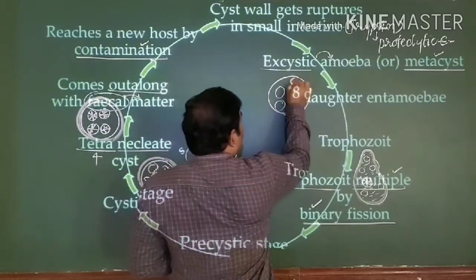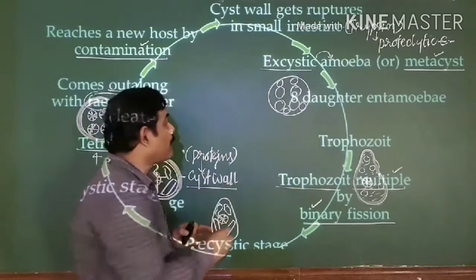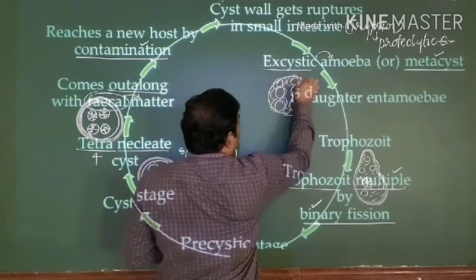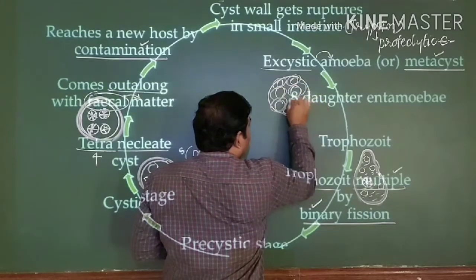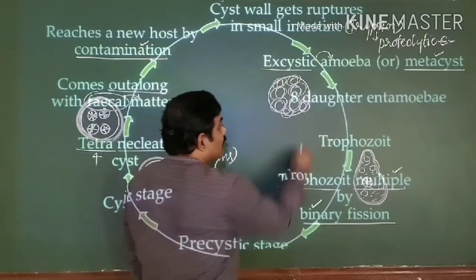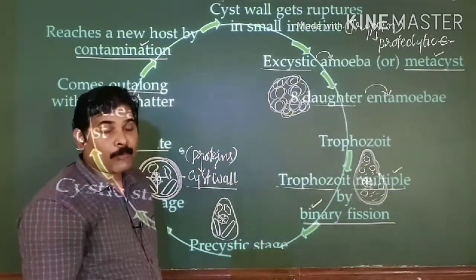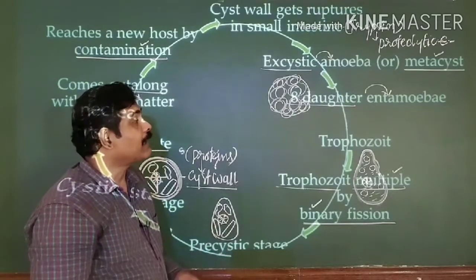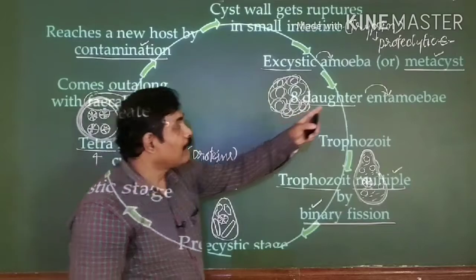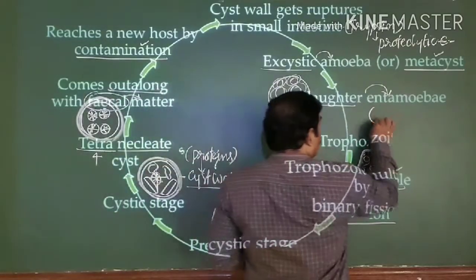And these 8 nuclei, then what happens? They get some amount of cytoplasm, and later on they break down. As a result, 8 daughter Entamoeba will be formed. Is the point clear? 8 daughter Entamoeba will be formed. These are otherwise known as metacystic trophozoites also. These 8 will be released now.